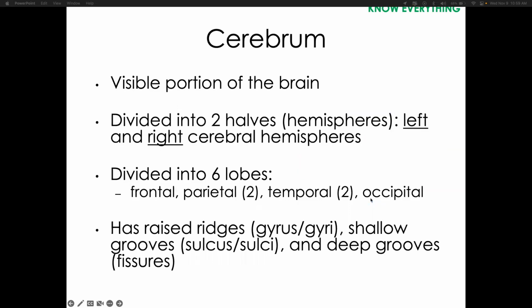So the cerebrum has two halves. You have your left and right hemisphere, and it's also divided into six lobes. You have our frontal lobe, we have two parietal lobes, we have two temporal lobes, and we have our occipital lobe. And then the cerebrum also has raised ridges called gyrus or gyri, and shallow grooves called sulcus or sulci, and deep grooves, which are fissures.